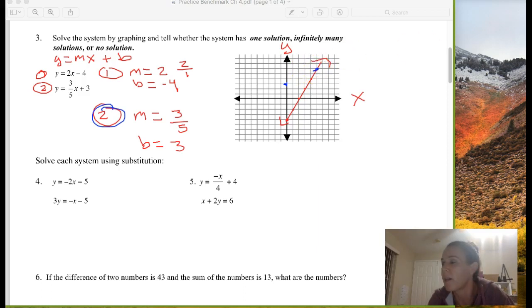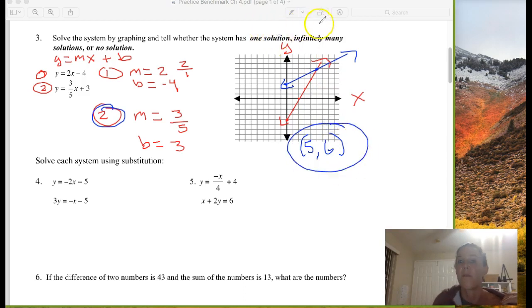So I'm not going to graph again. I could go up 3 over 5 again, but I already see where it's going to lie. It's going to lie right there, my intersection point. So do your arrows. Goes on forever. There's my intersection point, so figure out what that point is. It's over 1, 2, 3, 4, 5 on the x, and up 1, 2, 3, 4, 5, 6 on the y. So over 5 on the x, up 6 on the y, and that would be your solution.